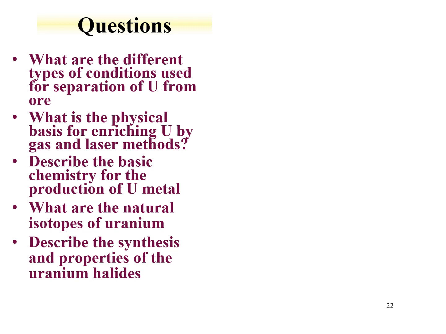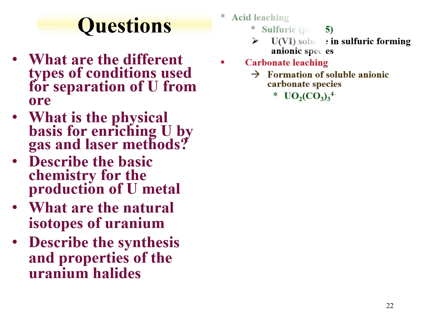One would be, what are the different types of conditions used for separation of uranium from ore? Well, there's two types of conditions. One would be an acid leaching, for instance, with 1.5 molar sulfuric acid. Uranium-6 is soluble in sulfuric acid, forming anionic species, so uranyl sulfate. Anionic species are also formed with carbonate leaching. So in a basic system, you can form carbonate systems. The uranyl carbonate will go into the solution phase. And this is beneficial because a lot of metal ions will then go into the solid phase, so you can achieve an initial bulk separation with this route.